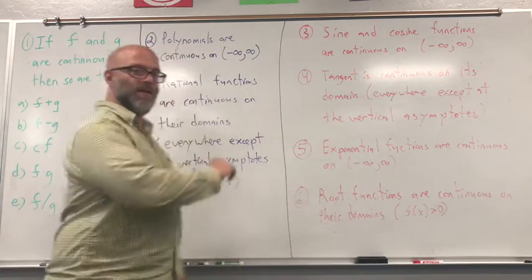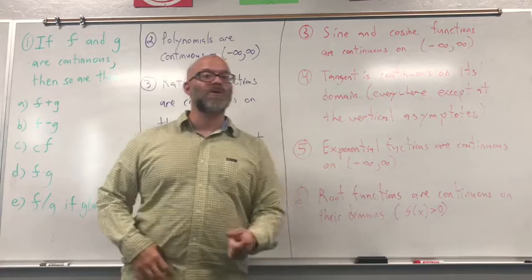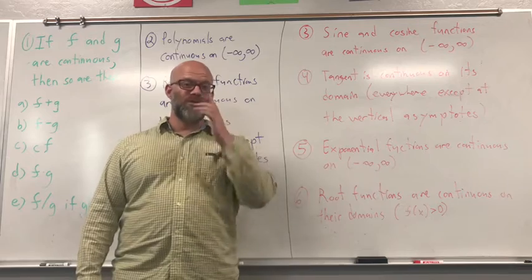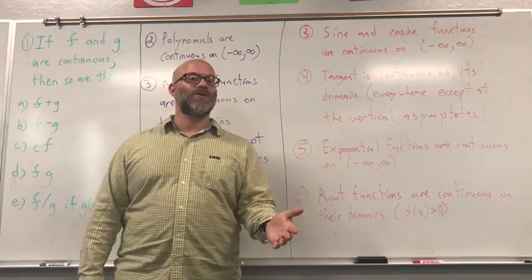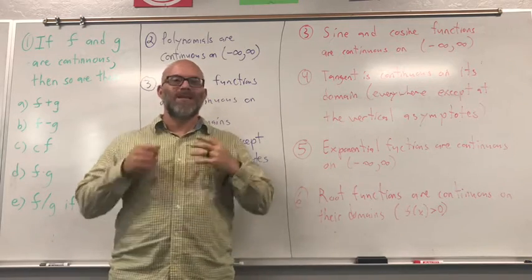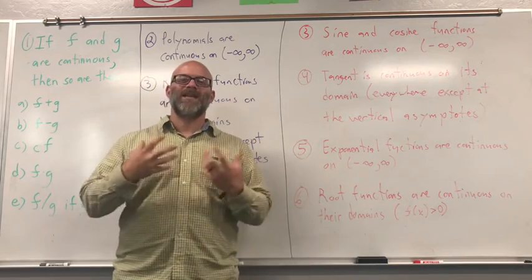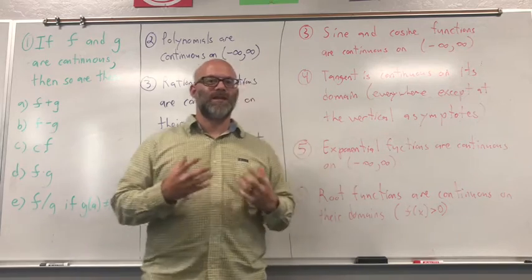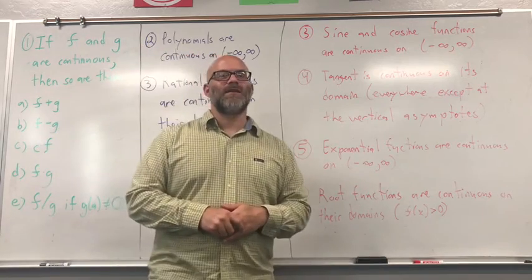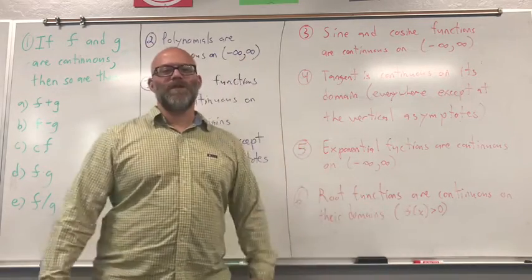Root functions, like square root of x, are continuous, not over all real numbers, but over their domain. Because what if I had f of x equals the square root of x? What's the domain? x is greater than or equal to 0. Why? Because you can never put a negative number into the square root function. There can never be a negative underneath the square root, or else you get an imaginary number, which is not really in our world. So you're going to get out values like 0 and greater than 0. You're going to get out values like f of x is greater than 0, if that makes sense.